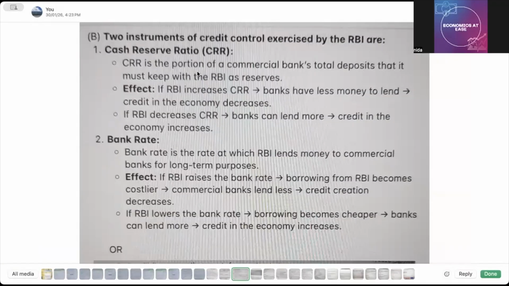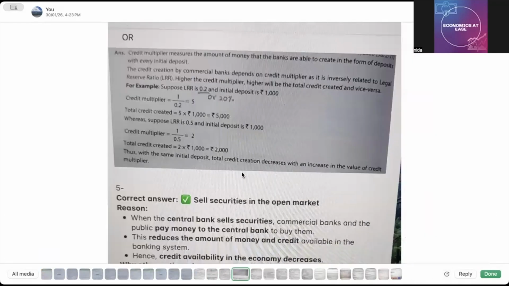This one, the cash reserve ratio, how it is effective. If RBI increases CRR, the banks have less money to lend and credit in the economy decreases. Then vice versa. Then bank rate. If RBI raises the bank rate, borrowing from RBI becomes costlier, and commercial banks lend less and credit creation decreases. So like this, you can answer. So simple to answer. That is why I have also provided you the answer key.